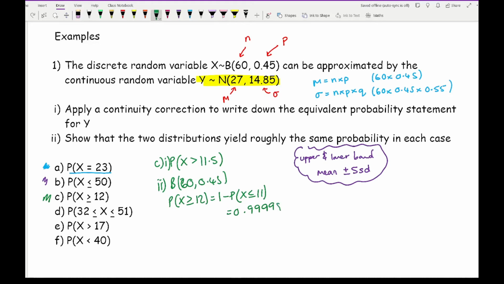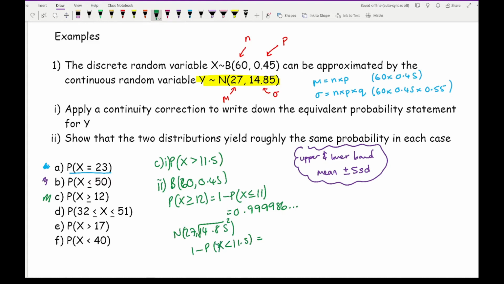And then for a normal distribution with the parameters of 27 and, again, let's square root that, 14.85. What I'm looking for is the probability 1 minus the probability that x is less than 11.5. Again, you can work it out in terms of your parameters. It shouldn't really make a difference. Should end up with the same answer.